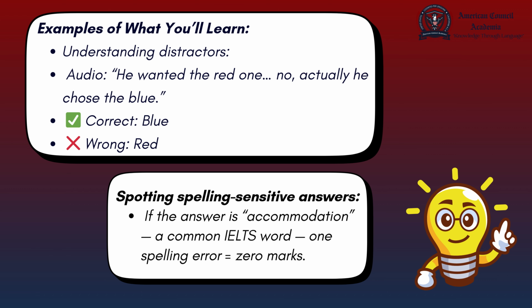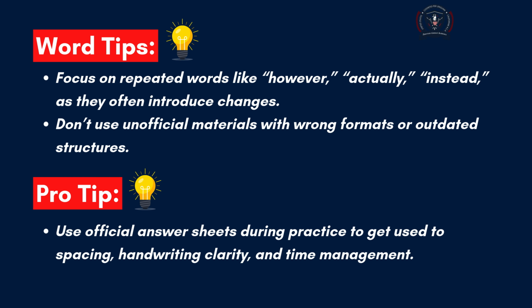Another reason to use official material is to practice spelling sensitive words like accommodation, where even one letter wrong will cost you the mark. Pay attention to language patterns, for example, when you hear however, actually, or instead, those words often introduce changes or corrections. Avoid using unofficial sources with incorrect formats. And during practice, always use the official answer sheet to build habits around spacing, clarity, and time control.